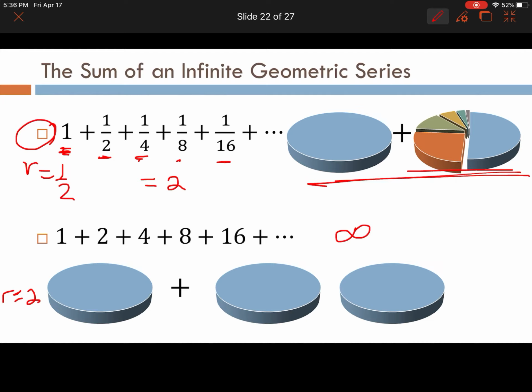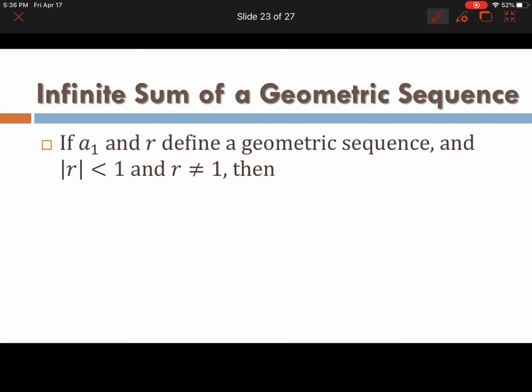Well, it could be negative, but it would have to be in between -1 and 1. So R has to be greater than -1 and less than 1 in order for us to have it having a sum. Okay? Now, remember, so here's how we often say it: the absolute value of R is less than 1. Okay, if R is equal to 1, then it doesn't converge because it would always be the same number, right? Here's what it looks like.